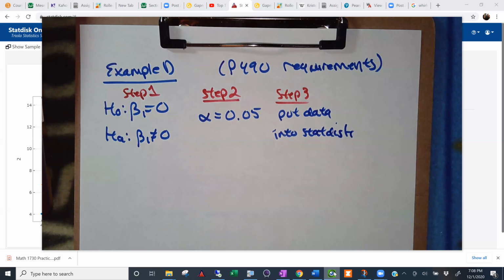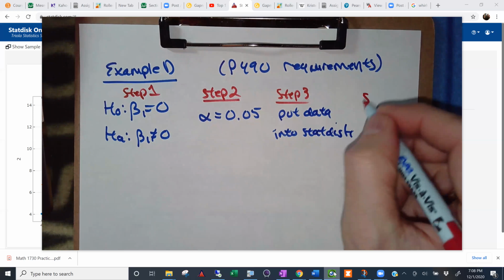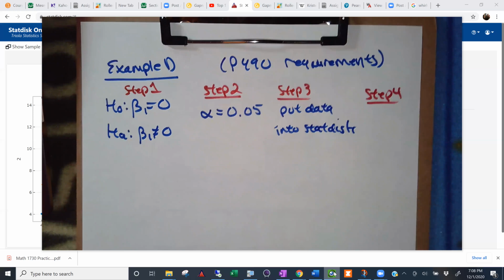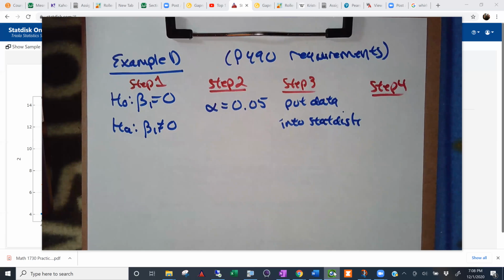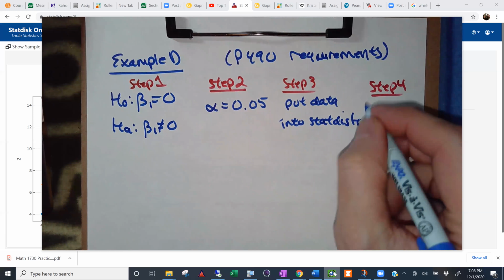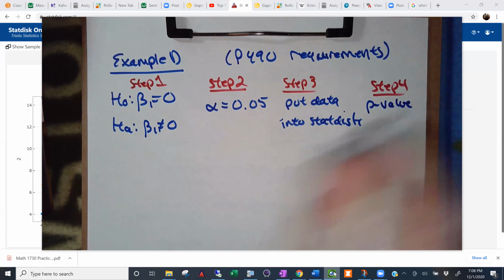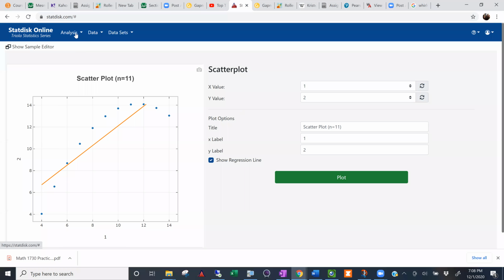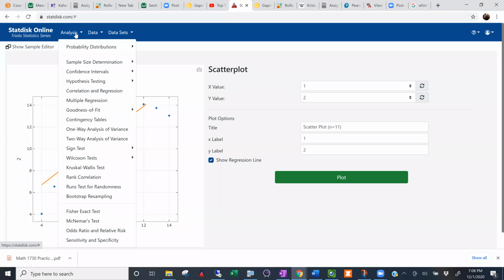And then that brings us to step 4. What do I need from step 4? The p-value. Ah, well done, Wendy. The p-value. So let me show you how to get the p-value and more. Actually, a lot more. So we're going to go to analysis. And does there look like there's anything underneath this menu that might be helpful?